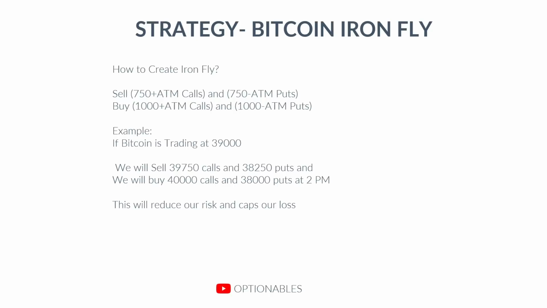And how to create an iron fly? You sell a short strangle and hedge it with out of the money options. So what we are trying to do is sell options 750 points away and hedge them with additional options 250 points away. So what is the example? If Bitcoin is trading around 39,000, we will sell 39,750 calls and 38,250 puts, and will buy 40,000 calls and 38,000 puts, and this is done at 2 p.m.